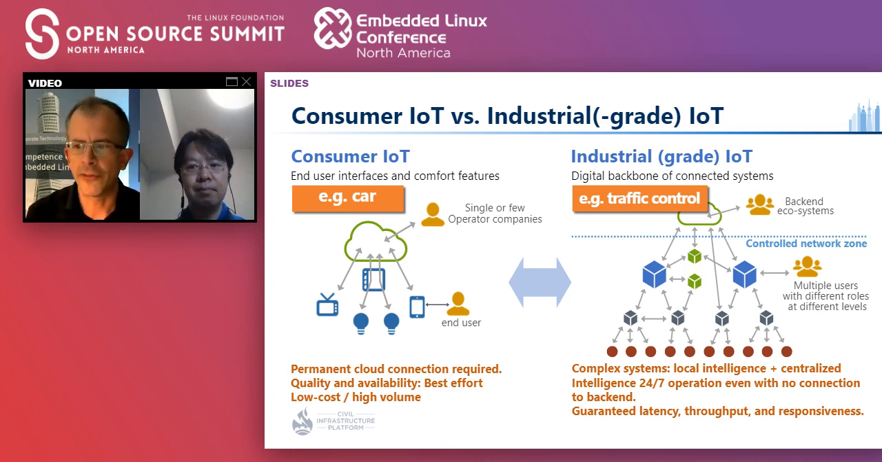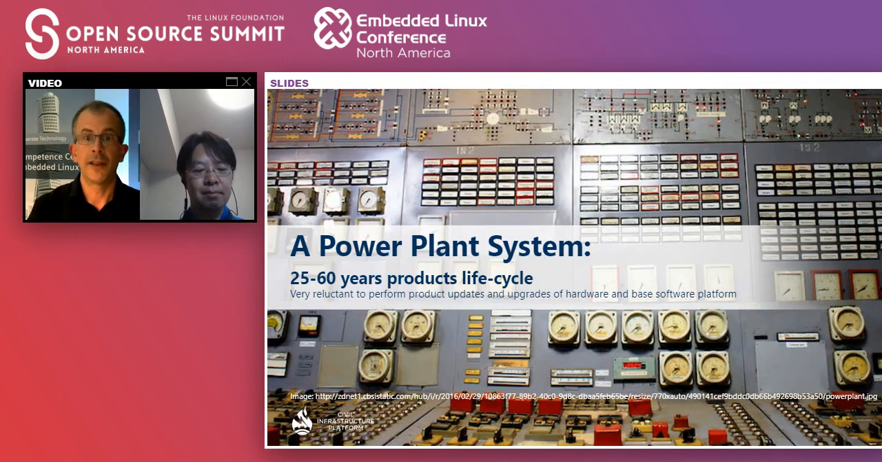That's because these systems are interacting with the physical world. You really are interacting with physical processes, with real traffic, and so on. So we really have to guarantee times here. We are talking about real-time systems. And this, in total, is what we call industrial-grade systems.